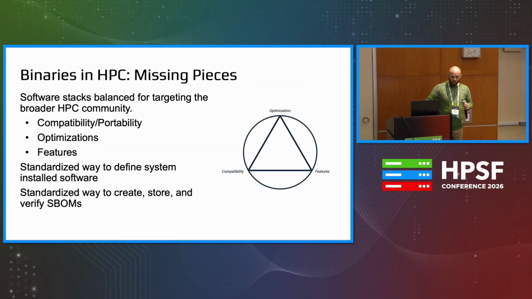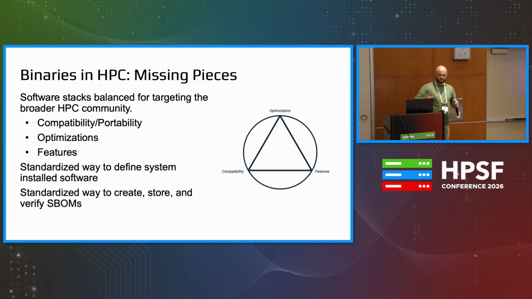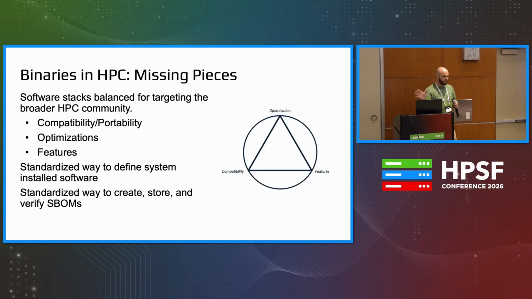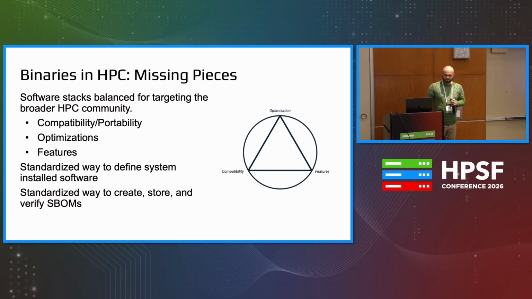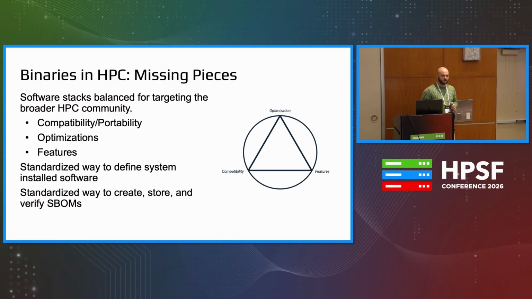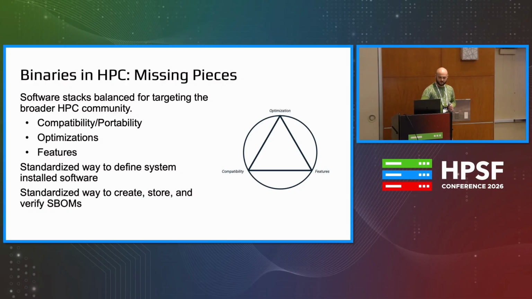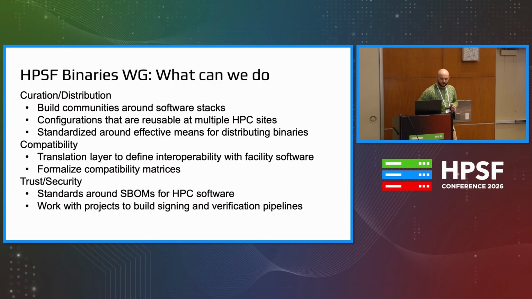So, what do we need? We need something that provides compatibility, portability, optimizations, and features. Right? These are all the things we want. We want to color the whole circle. We don't want to pick two. We need a standardized way to define system-installed software. So when we bring the binaries in, we can pick up those specialized, optimized things from those snowflake environments. And then SBOMs, what's installed, how we would track that.